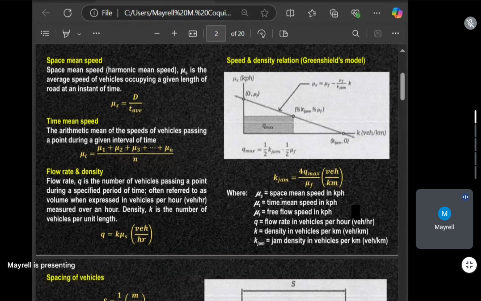Okay, so mu s is the space mean speed in kph. Mu t is the time mean speed in kph. Mu F is the free flow speed in kph. Q is the flow rate in vehicles per hour, and K is the density in vehicles per kilometer. K jam is the jam density in vehicles per kilometer.